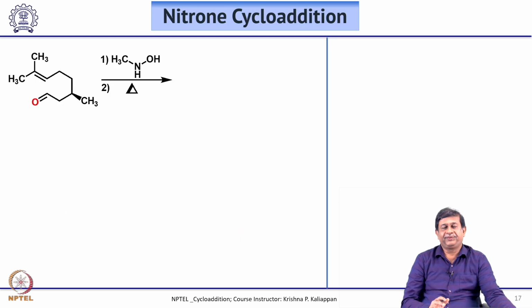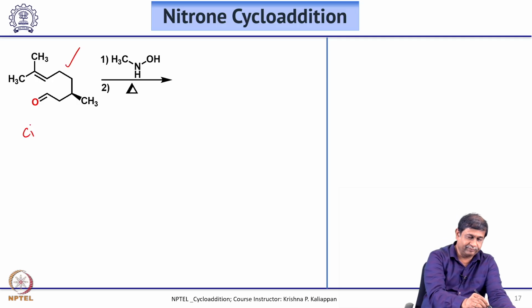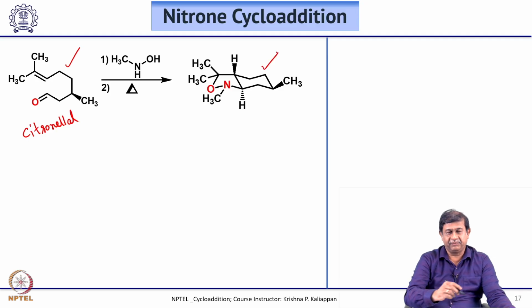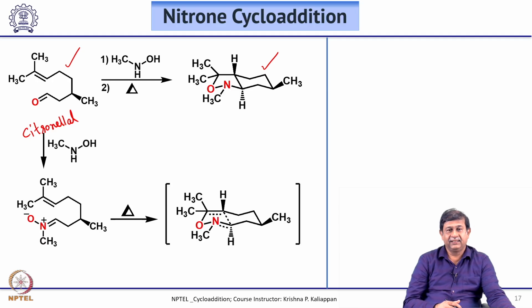Okay. If you take citronellol, so this is a monoterpene, it is called citronellol. And then treat with methyl hydroxylamine followed by heating, you will get this very interesting bicyclic compound. And this goes via this type of transition state, and that will give you the corresponding isoxazolidine, and one can cleave the NO bond to get the corresponding amino alcohol. So, from a monoterpene you can get an amino alcohol in 2 steps.